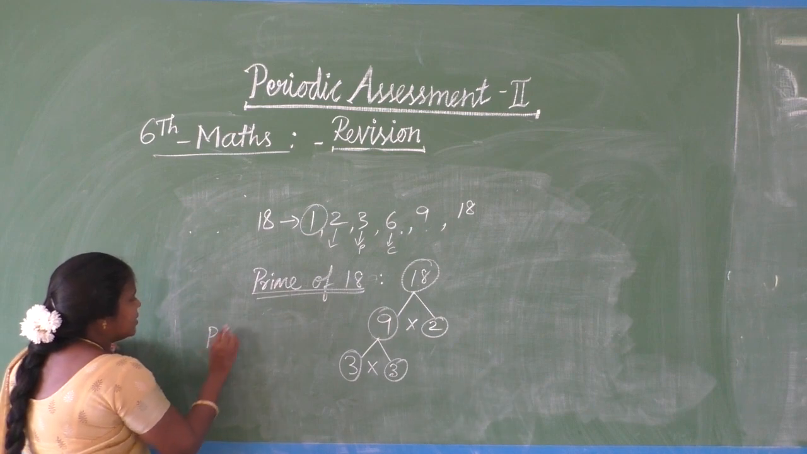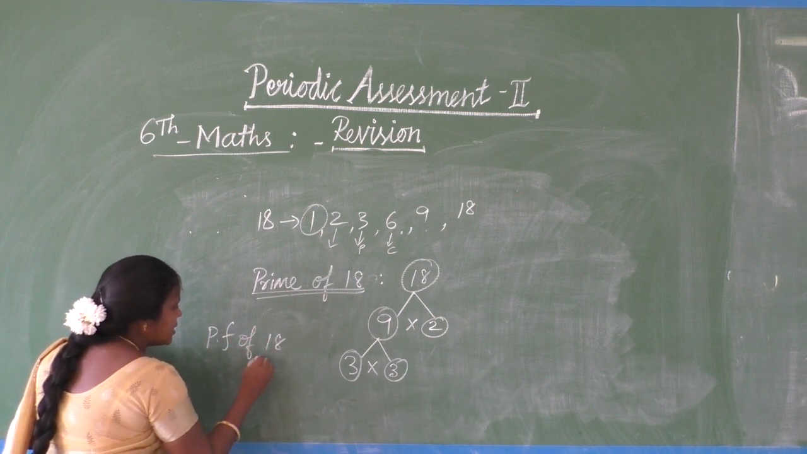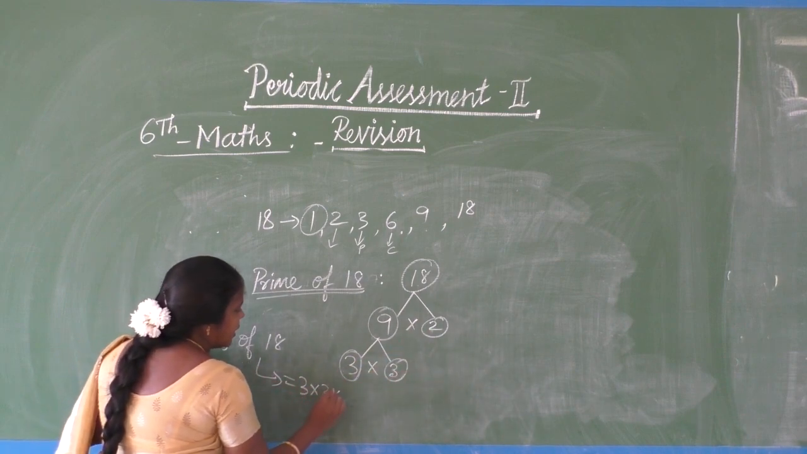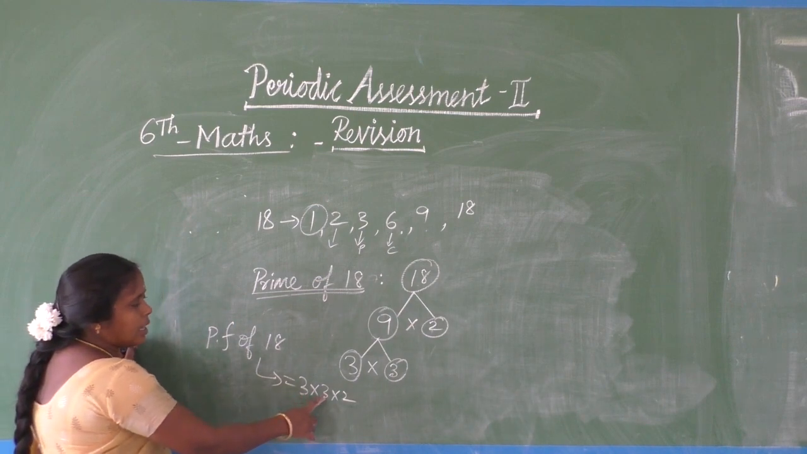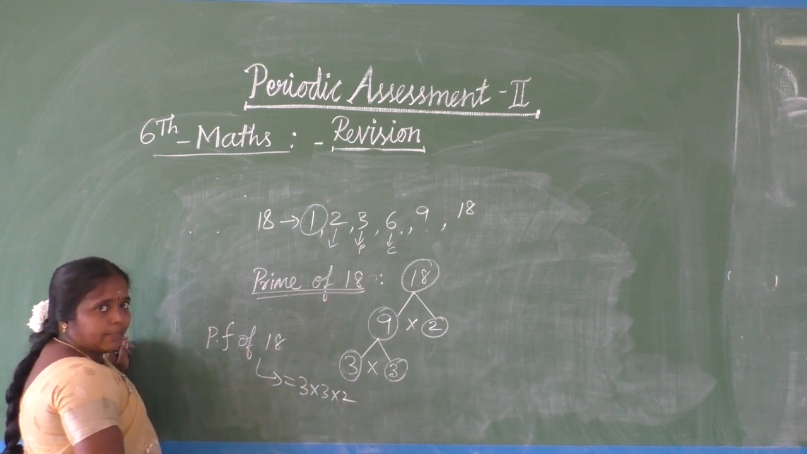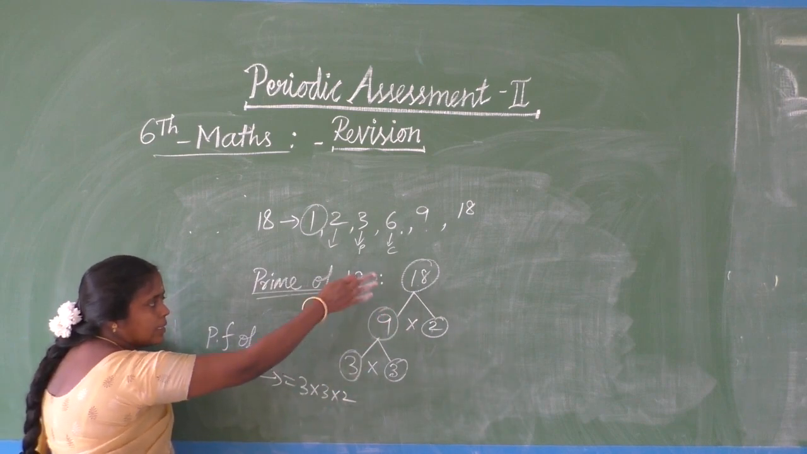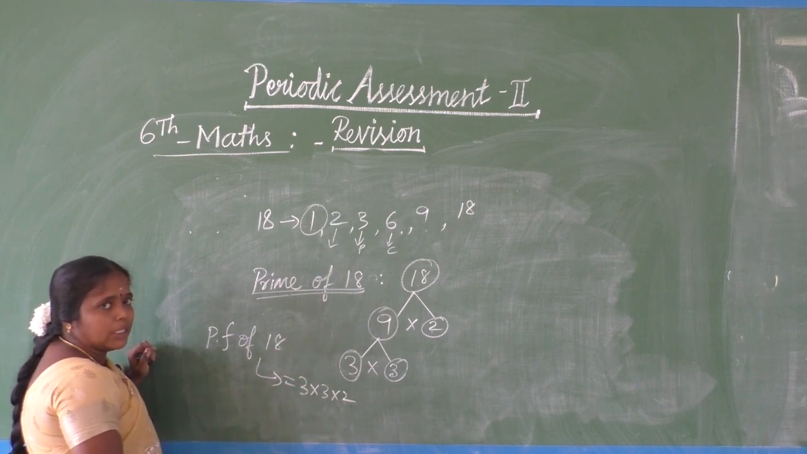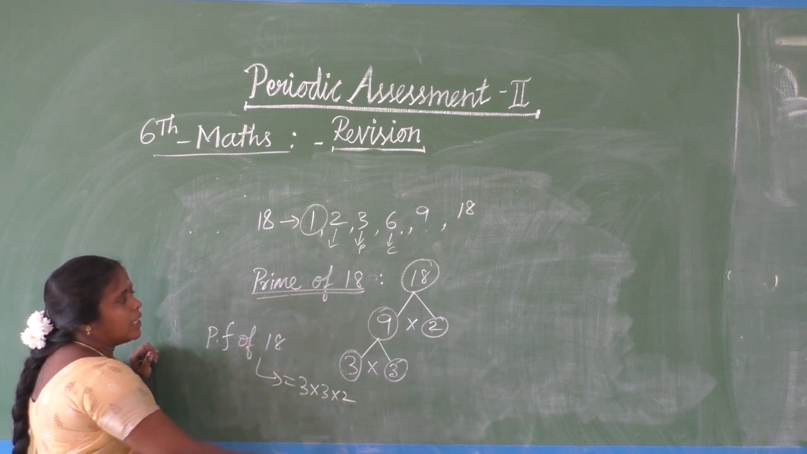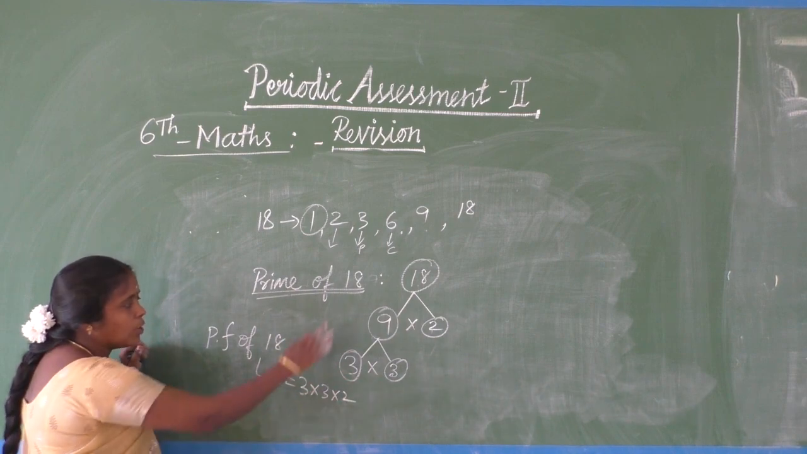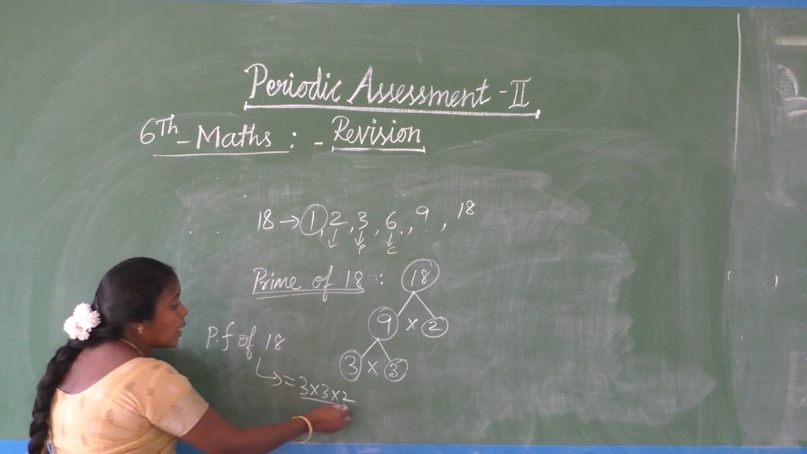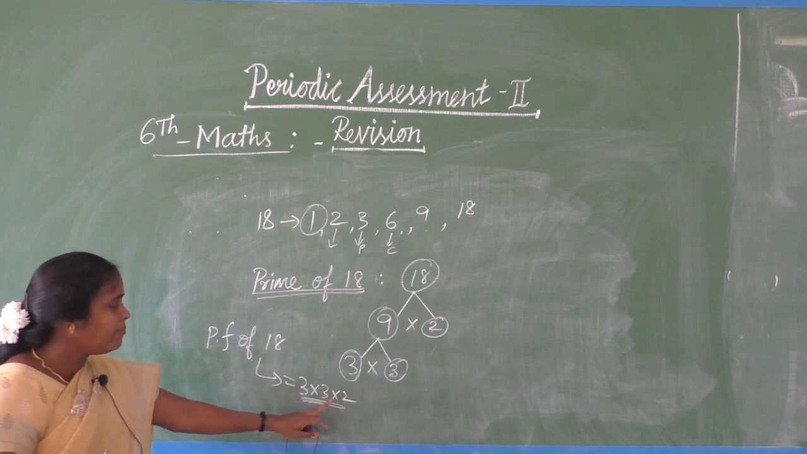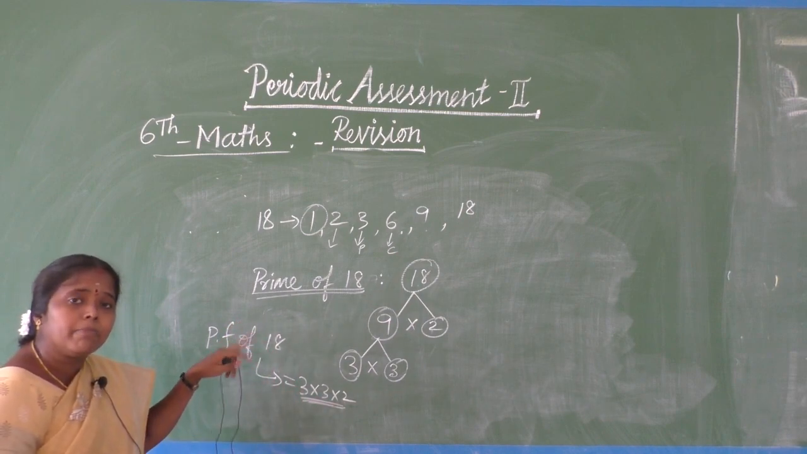So prime factors of 18 means, what do you write? Only prime factors you have to write: 3 into 3 into 2. 3 times 3 is 9, 9 times 2 is 18. This method is called a factor tree, like a tree it is coming. So this is called the factor tree method. Find the prime factors of the given number using the factor tree method. Means you have to choose like this only, and get the answer with only primes. Okay. The process of finding prime factors of any number is called prime factorization.